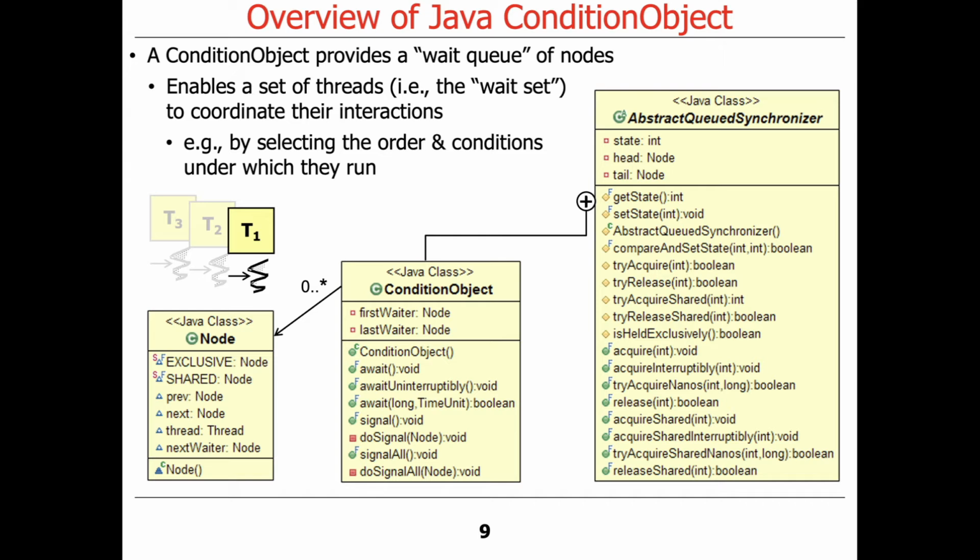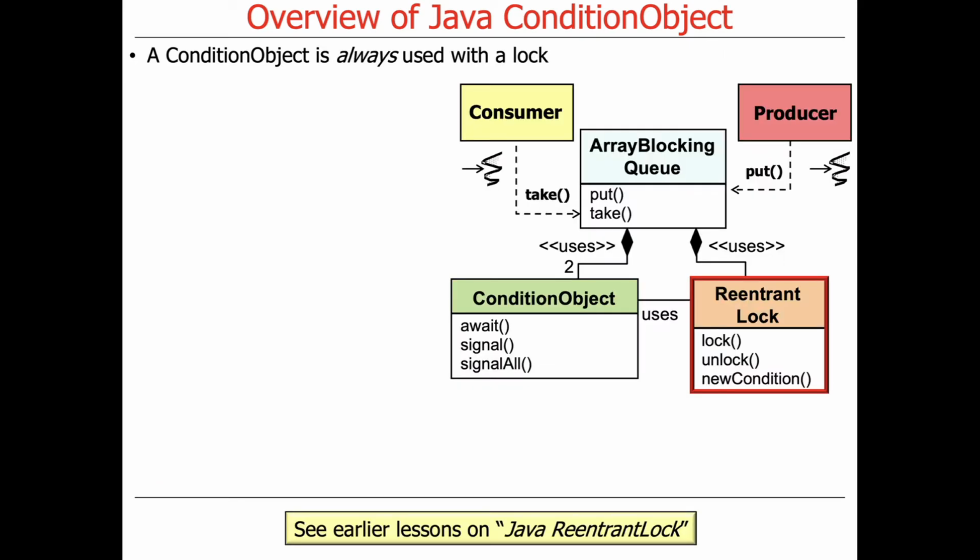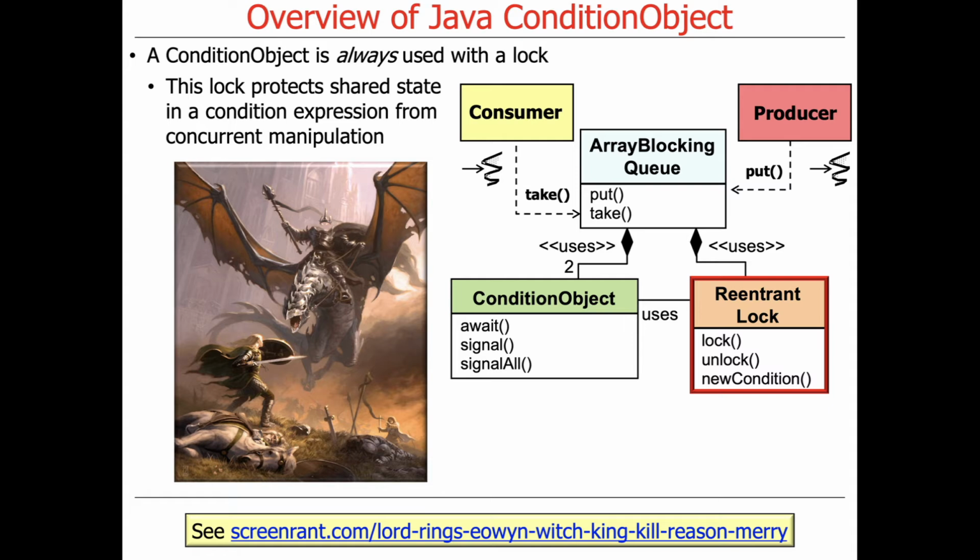And this wait set selects the order and the conditions under which a given thread or threads are able to run. As I mentioned before, just to put a fine point on this, a condition object is always, always, always used with a lock, and in Java, it's almost always used with a ReentrantLock. There's a few little caveats to that, but let's pretend like they don't exist for the purposes of this discussion, because it's very esoteric when it's not a ReentrantLock. This lock protects the shared state in a condition expression from errant manipulation of shared mutable state by other threads. This is just classic reasons of why you use locks.